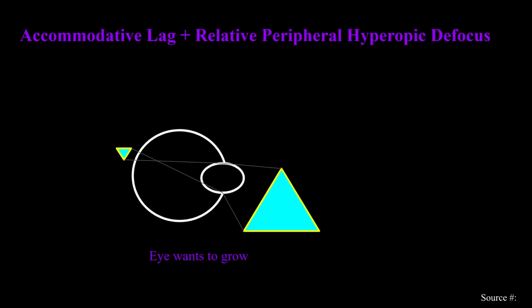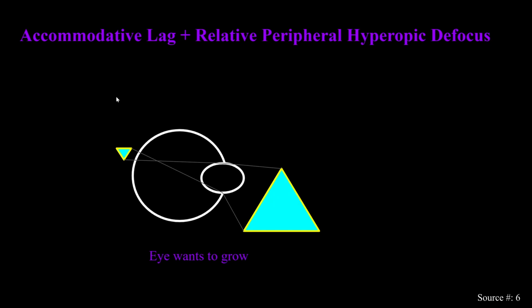Now, remember accommodative lag? Whenever you focus on near objects, for example, if you have a screen a few feet away, maybe a meter away, that'll cause accommodative lag from looking at the screen all day and not resting your eyes, as well as relative peripheral hyperopic defocus, because the periphery is, as I stated before, not accommodated for as much as the center of the retina. So the eye will want to grow to meet this object.